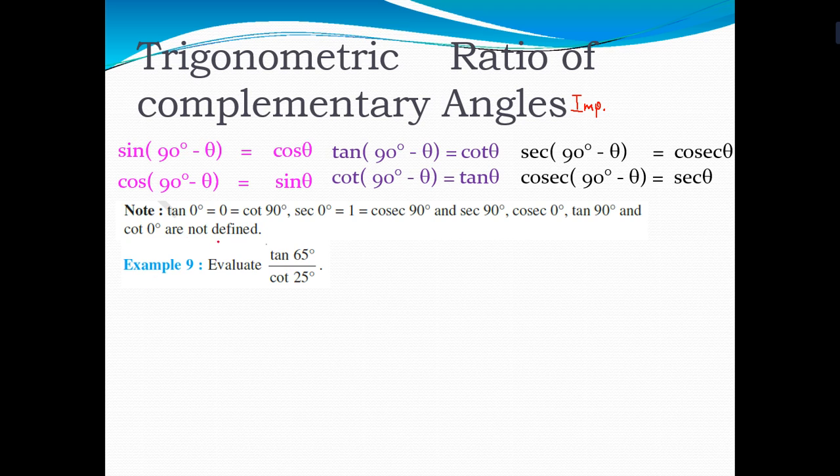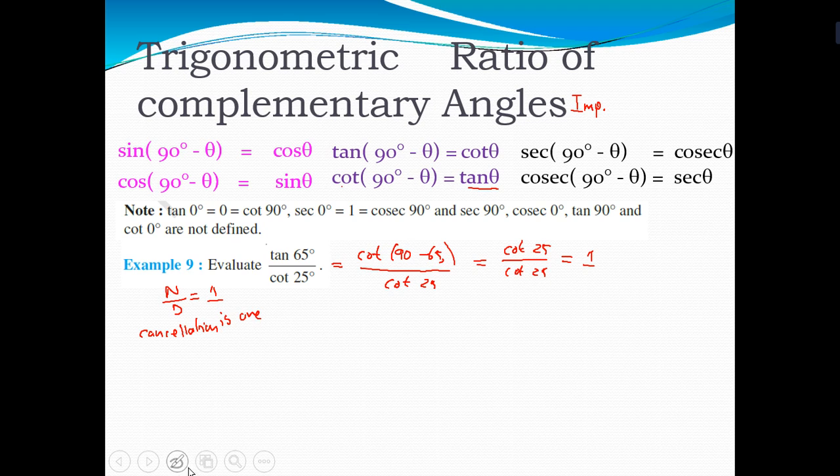Now one example: evaluate tan 10 upon cot 65. So instead of tan 10, I have to write cot 90 minus 65. See here, tan 10, cot 65. So I can write cot 90 minus 65, and that is cot 25, upon cot 25, answer is 1. Always remember that numerator upon denominator cancellation, answer is 1.